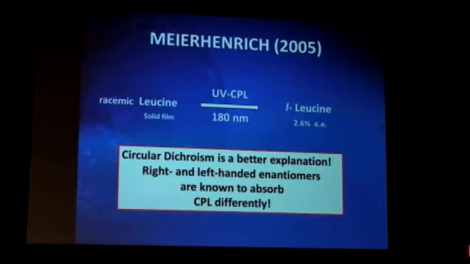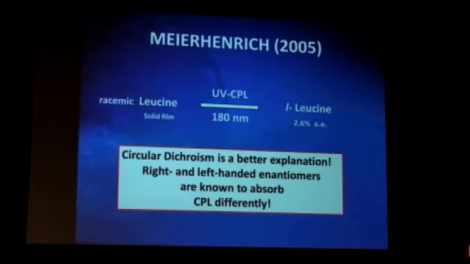And it turns out that the result that we see with 2.6% enantiomeric excess could have been formed by circular dichroism, and that it's known in circular dichroism that right and left-handed enantiomers of a molecule can absorb the CPL at different rates or different amounts. And so it turns out that it's possible that this 2% enantiomeric excess is nothing more than just how the different isomers of leucine react to the circular polarized light, and it is not a true enrichment. In fact, which makes this just a false positive result, nothing more than just experimental error.